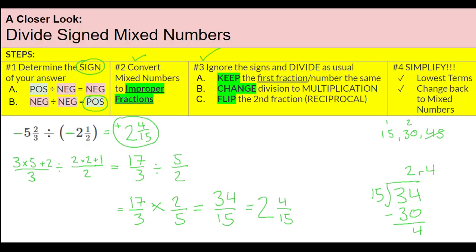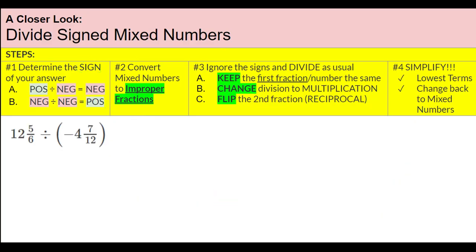All right, let's try another one. All right, 12 and 5/6 divided by -4 and 7/12. Try it by yourself. See if you can do it. All right, step 1. What is the sign? We have a positive, we have a negative. One positive divided by negative, or if it was the other way, negative divided by positive, we would be negative. So my answer is going to be negative.